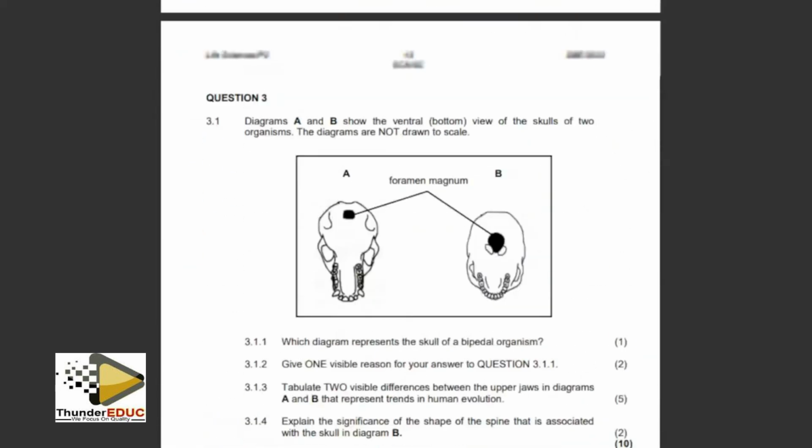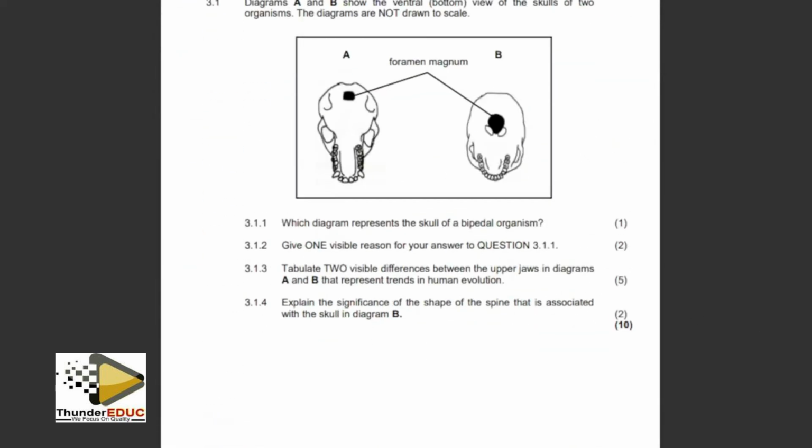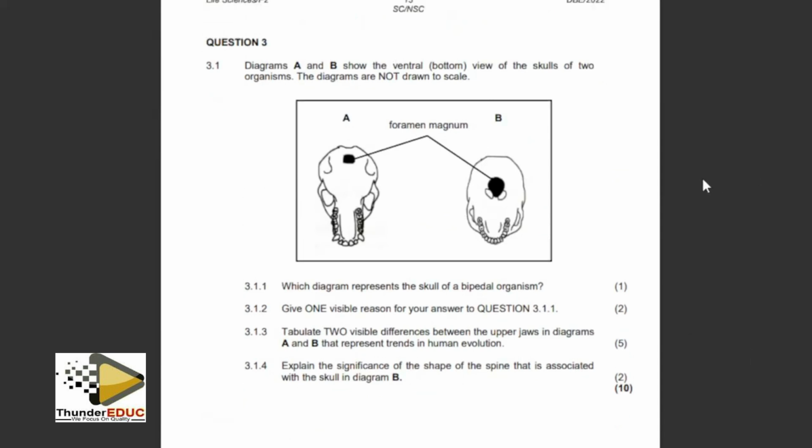The first question in human evolution can be, to which family do humans belong? To which family do humans belong? They belong to family Hominidae.